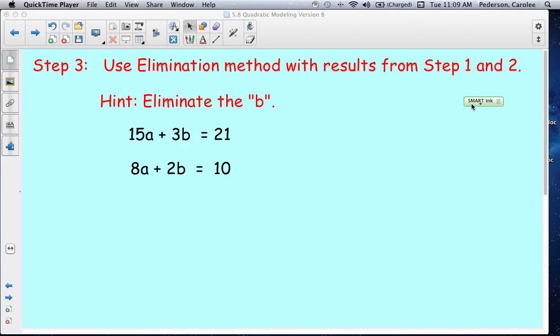This is 5.8, part 2. We're continuing the problem where we're trying to solve for a, b, and c to find the equation of this quadratic. So step 3, use the elimination method again from the results from step 1 and 2. And we're going to just use eliminating the b.